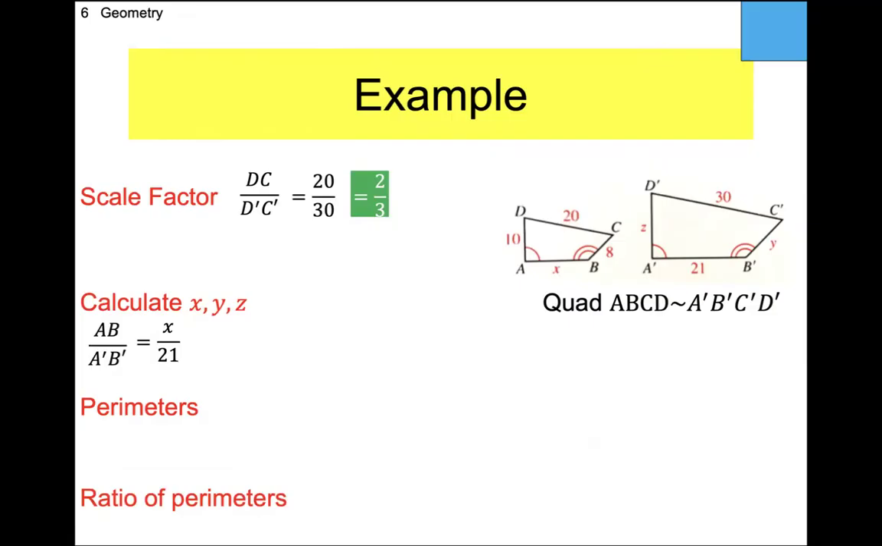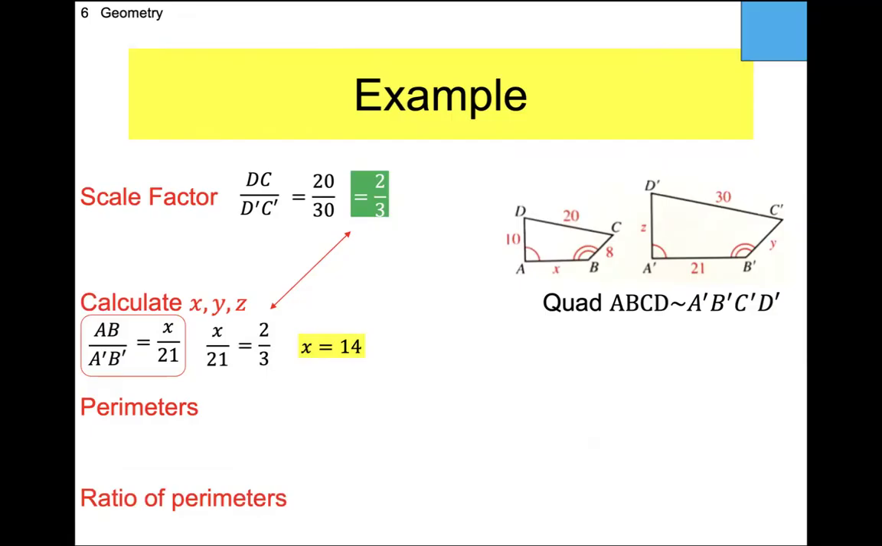Well, since it's a similar polygon, then it must have the same scale factor. So that must be equal to X over 21. That must be equal to 2/3 because that's the scale factor. And this is why we spent all that time last class solving proportions, because now you need to solve that proportion. So let's see, cross multiplication, 2 times 21 is 42, and 42 divided by 3 is 14. I'm going to skip some of the math here. I'm assuming that you know how to solve your proportions. All right, so X is done.